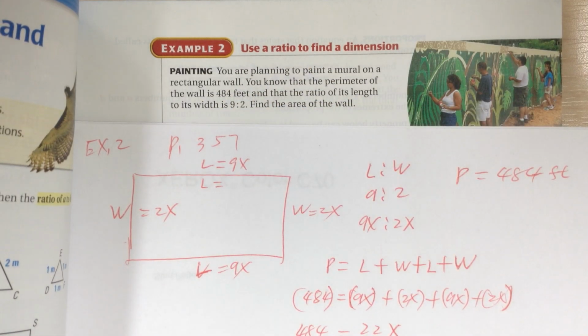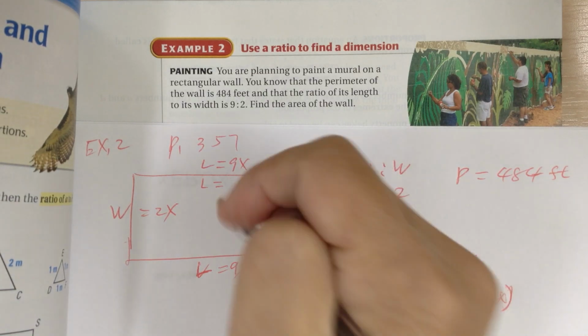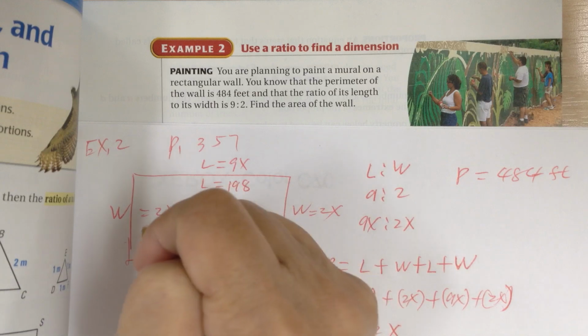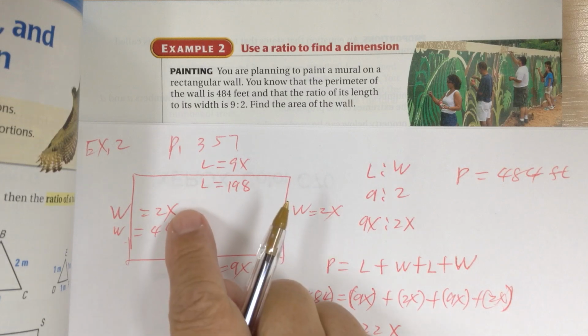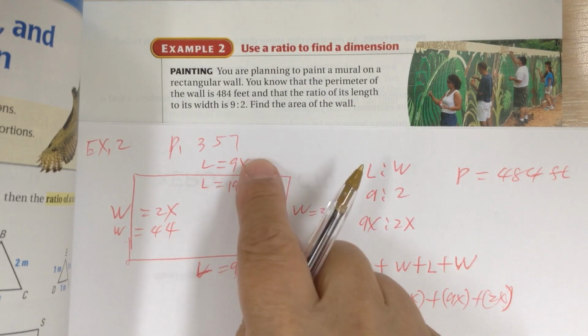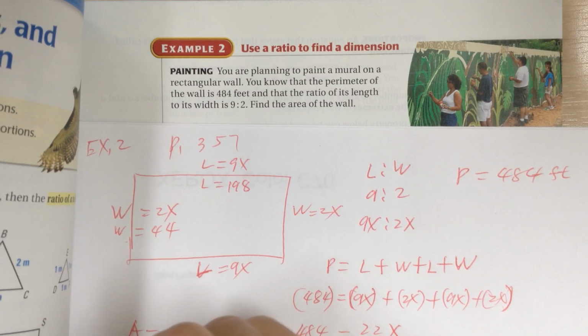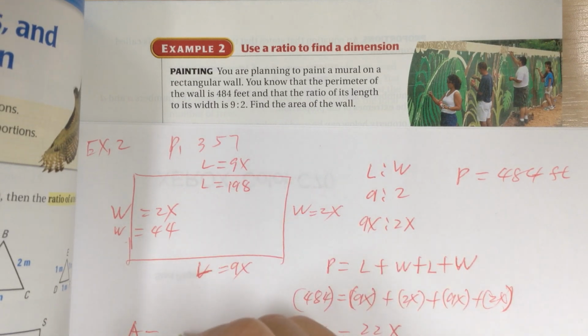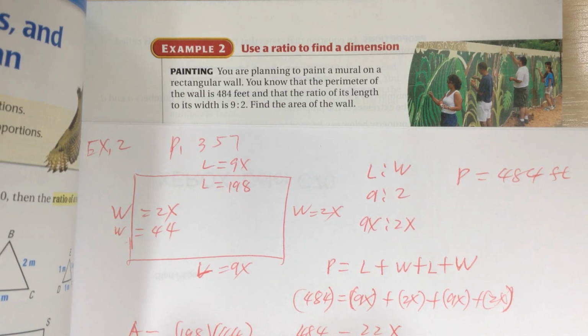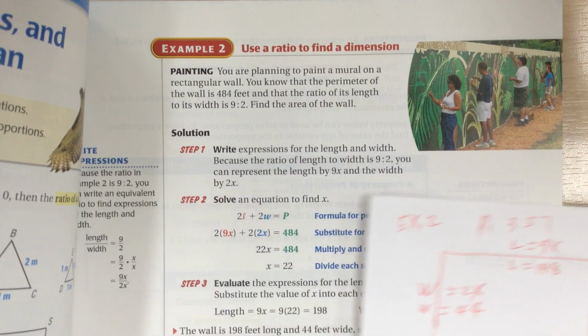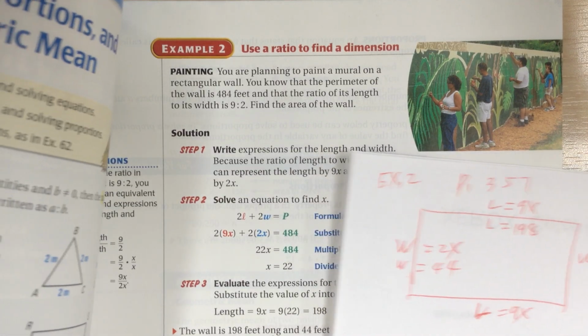So length equal to 198. Okay. And width equal to 44, right? Because x equal to 22. So 2 times 22 gives you 44. 9 times 22 gives you 198. So the area of the rectangle becomes length times width. So it would be 198 times 44. So area will equal 8712 square feet. Okay, because this is feet times feet, so it gives you square feet. Okay. And so that's how you find the answer.